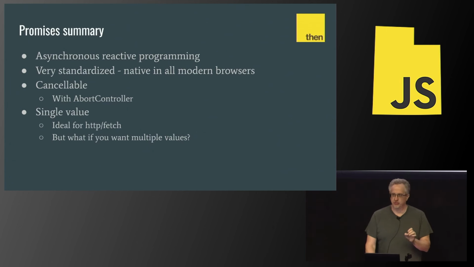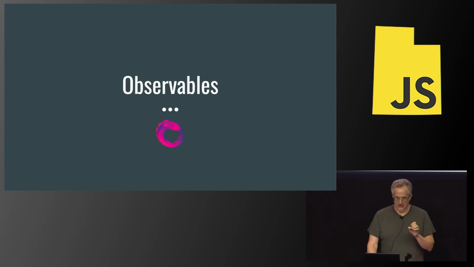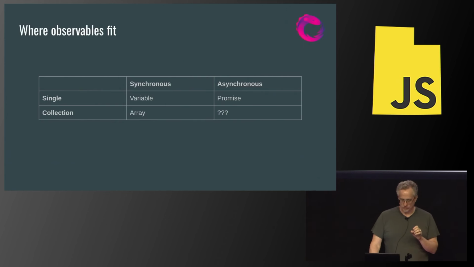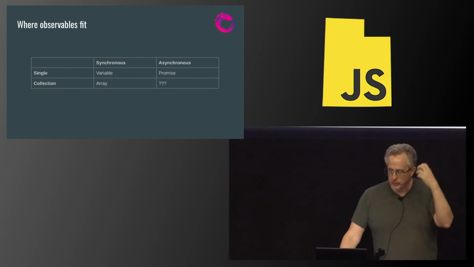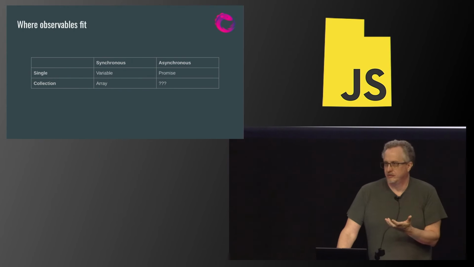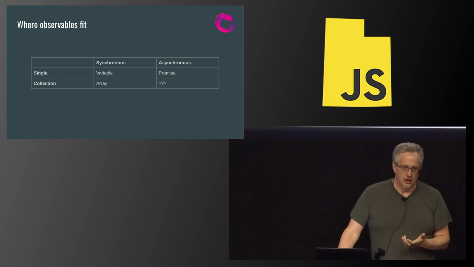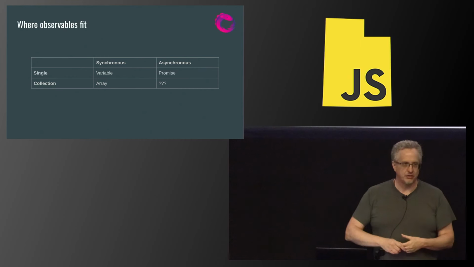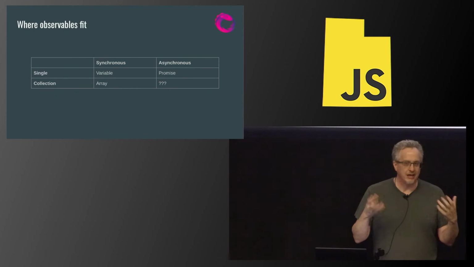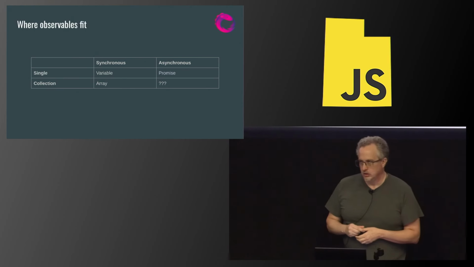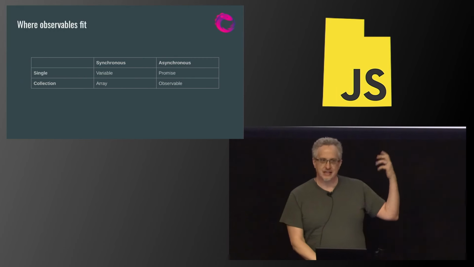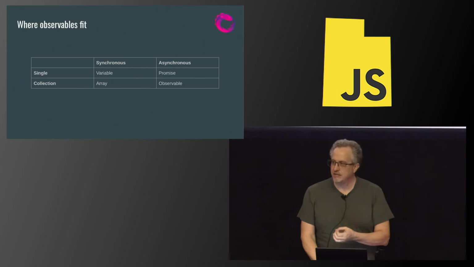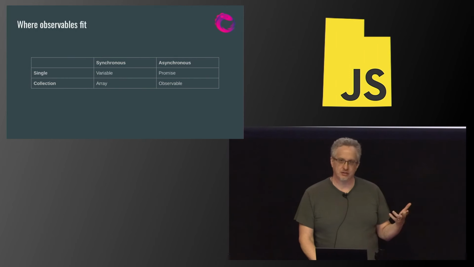But what if we need to deal with multiple values? That's where observables come in. So where do they fit? I like to show this just to get an example. When we're dealing with synchronous code, if we have a single value, we put it in a variable. But if we have multiple values over space, we'll put it into an array, and then we can do things like filter and map on our arrays, and we have a lot of power there. Well, for a single value asynchronously, we have a promise, and as you might expect, that's where observables fit in. And we have a lot of the same power. We can do map and filter, and I'll explain that later.